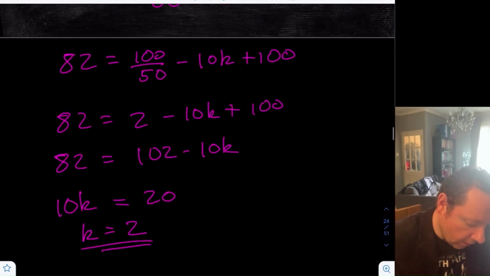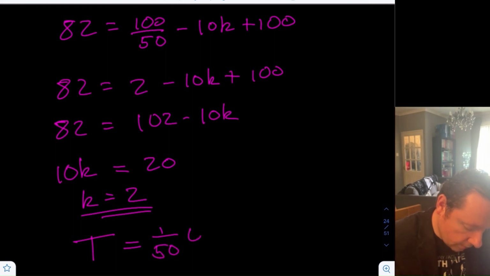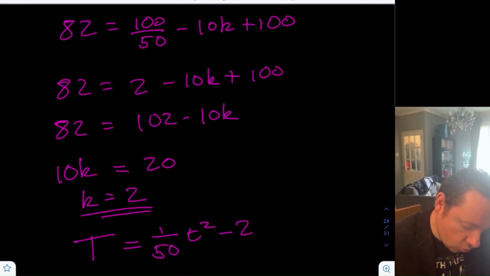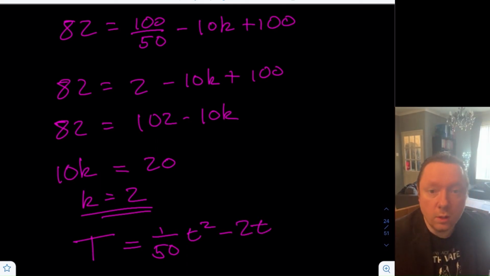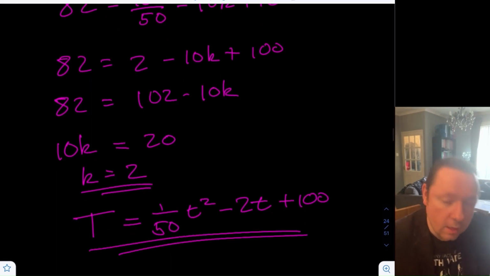So our final answer is just T is equal to 1/50th of t squared minus 2t, because k is 2, then plus 100. And we're done there.